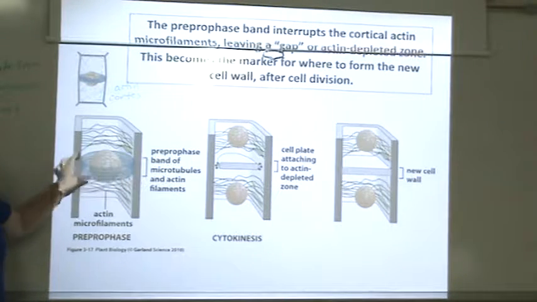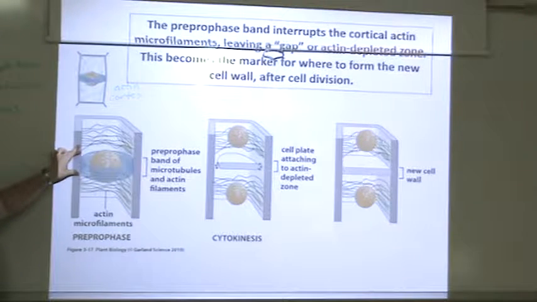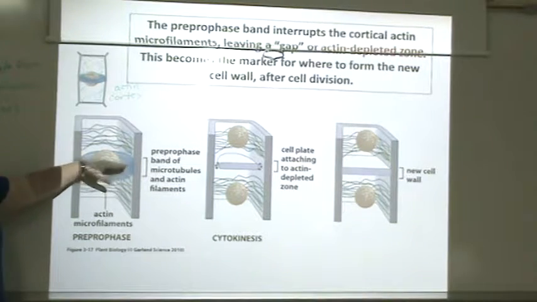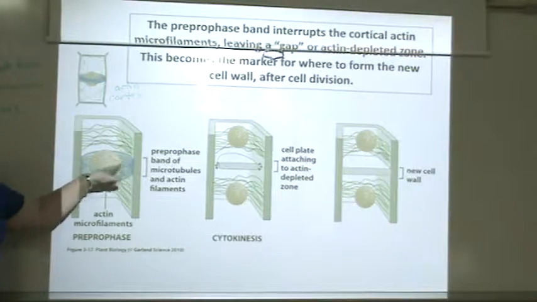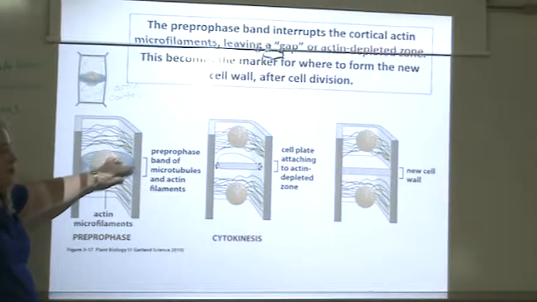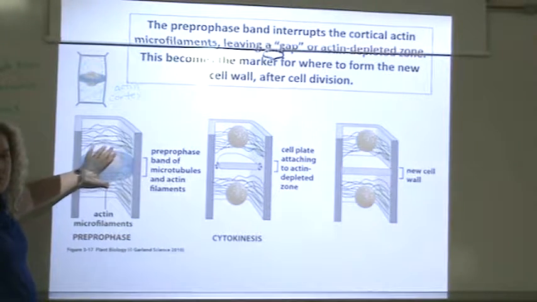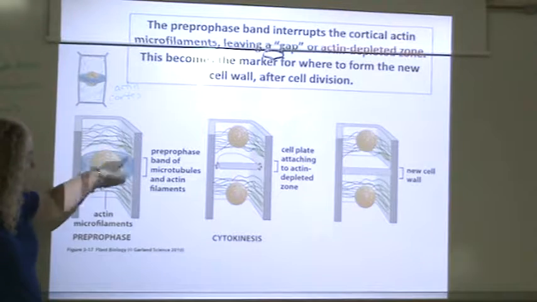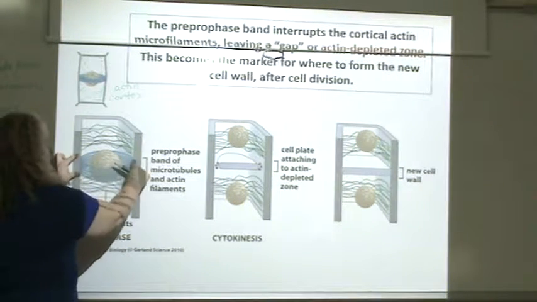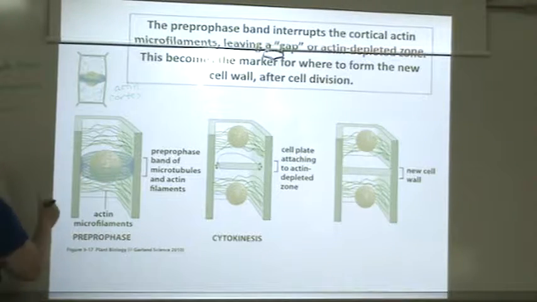So when plant cells get ready to divide, something causes the actin in that cortex to be depleted or diminished in the place where the cell later is going to divide. And where actin is diminished, microtubules build up. How the actin diminishes and how the microtubules build up are still an open question. But microtubules will form this pre-prophase band in the place where cell division is going to happen later.